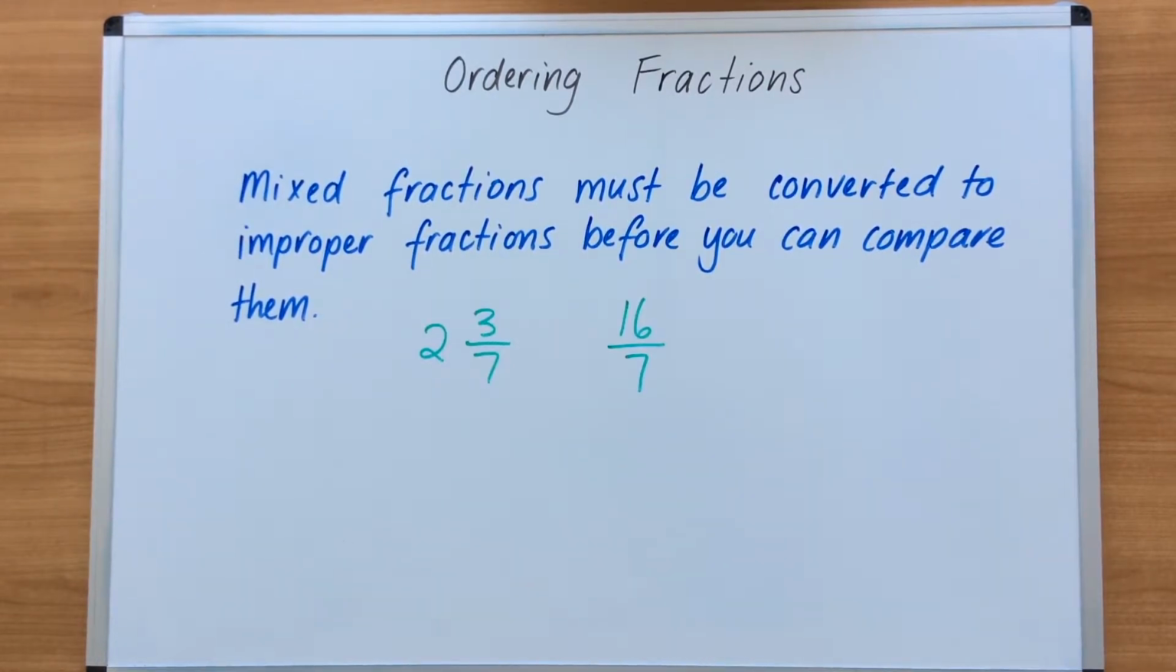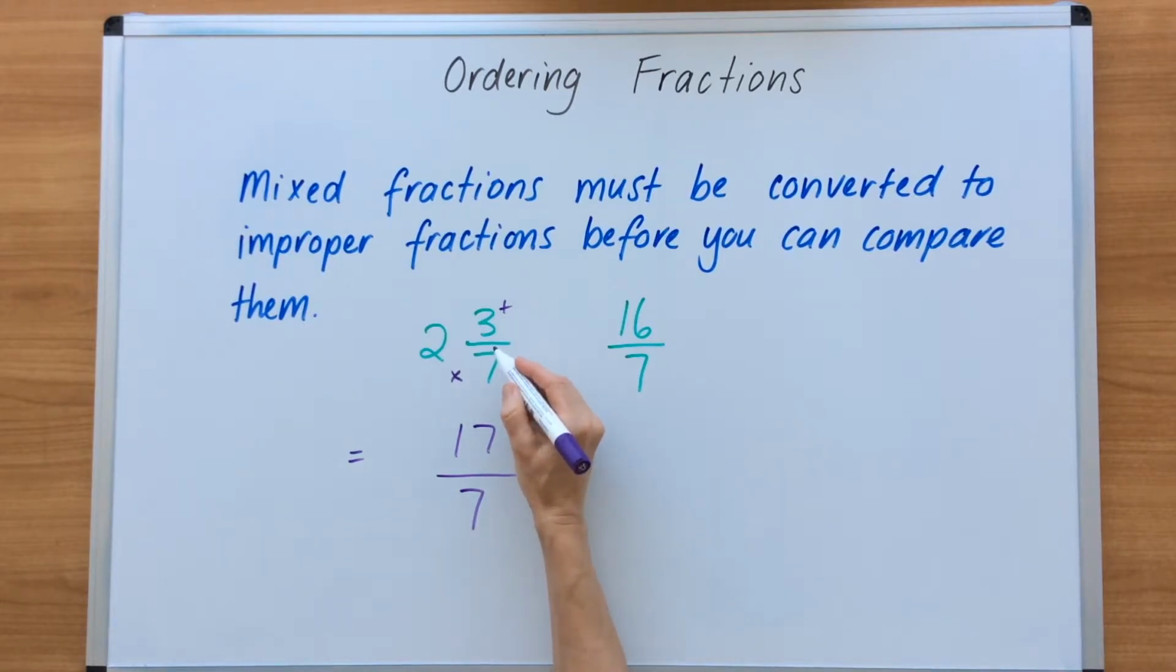Mixed fractions must be converted to improper fractions before you can compare them. So I'm actually comparing a mixed fraction with an improper fraction. So this has not been converted, this is correct as a mixed fraction, and this is already started as an improper fraction. So I actually can't compare them until I change my mixed fraction to an improper fraction like this one here. So what I need to do is go 2 times 7 is 14, plus the 3 equals 17, and the denominator stays the same over 7. So now that is the improper fraction for that mixed fraction.